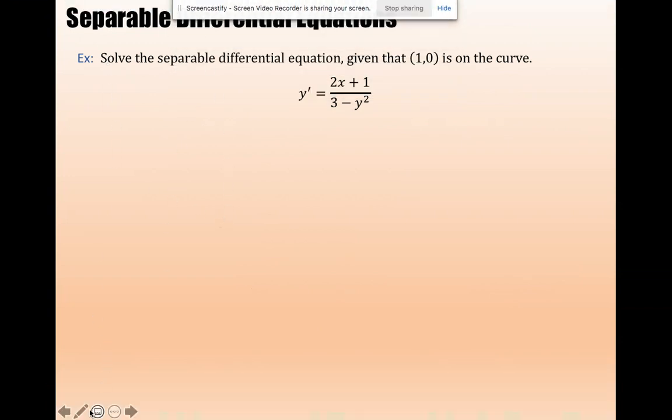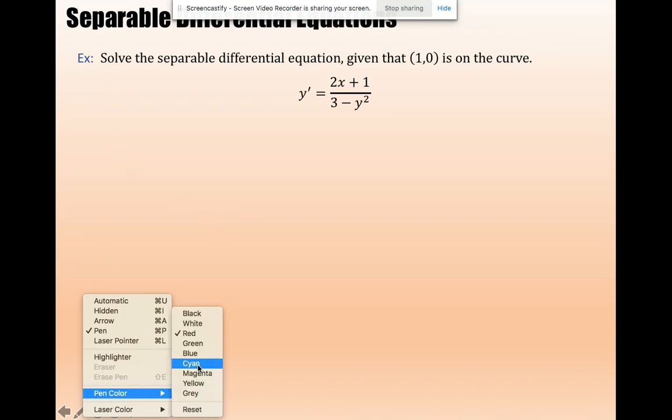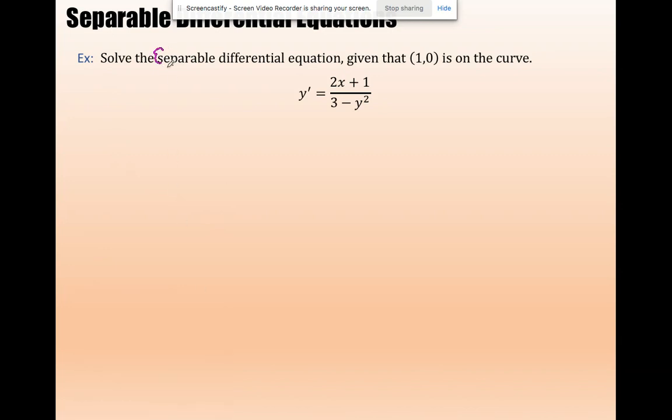So this one, what's nice is they're telling me it's separable. They don't always do that. Solve the separable differential equation, which means I'm going to separate x's and y's on different sides of the equation. And then this is my initial condition or initial value. So I'm going to have to solve for c.